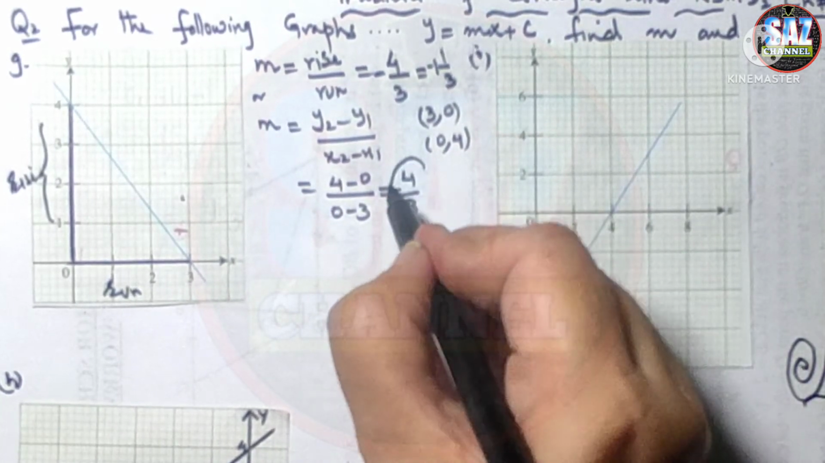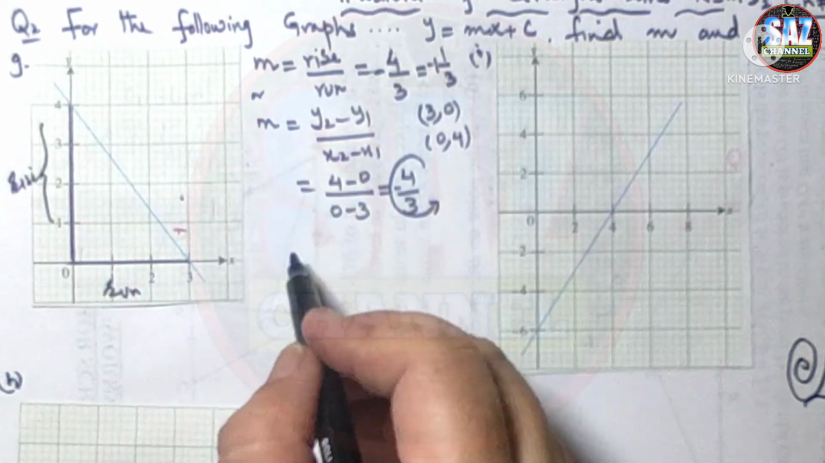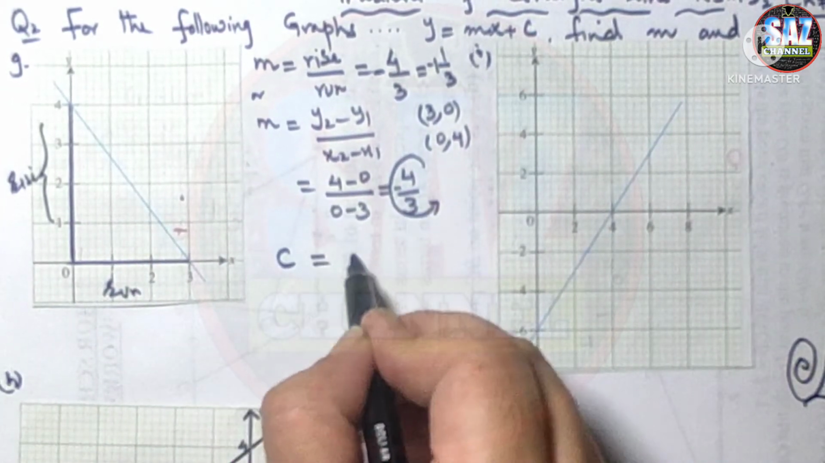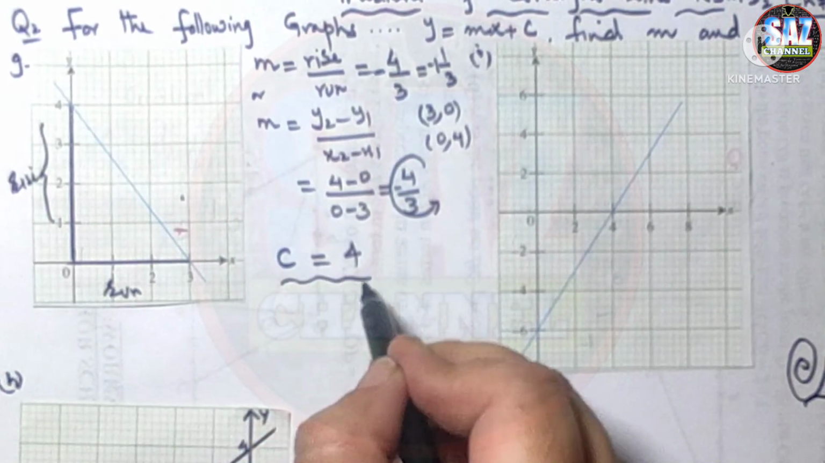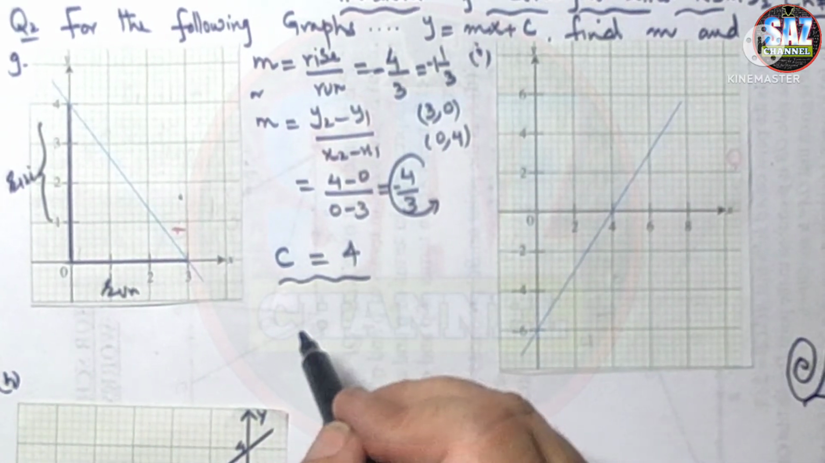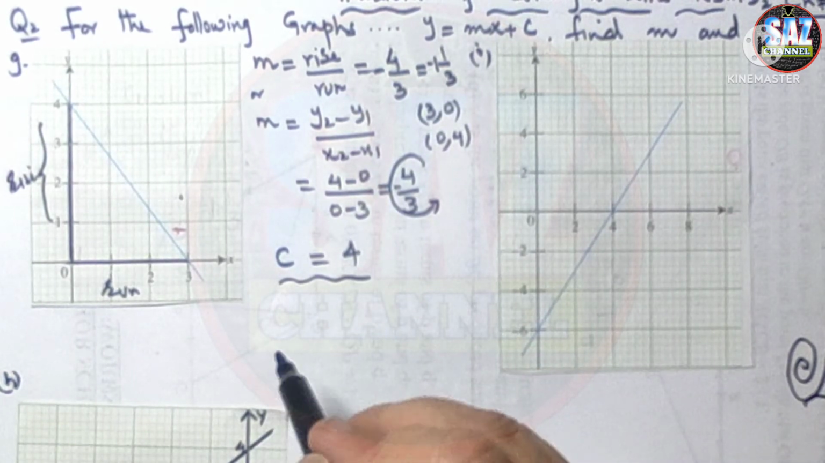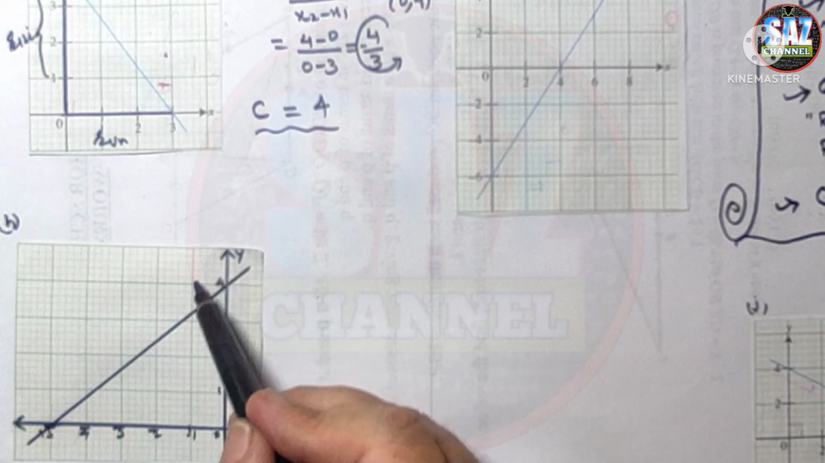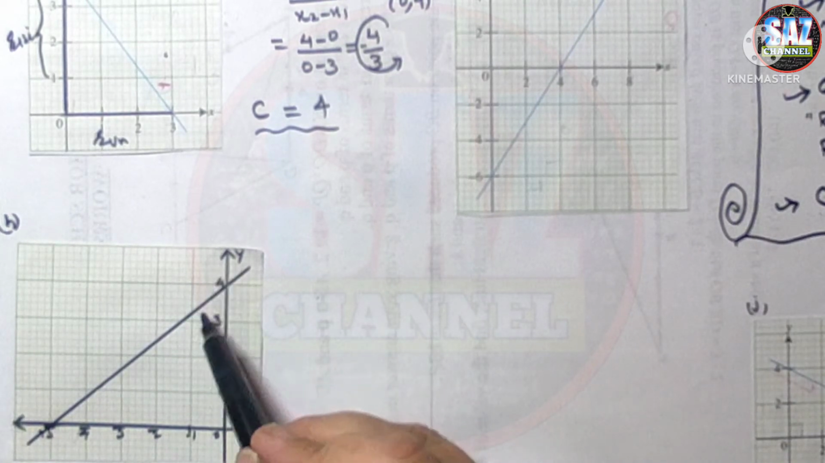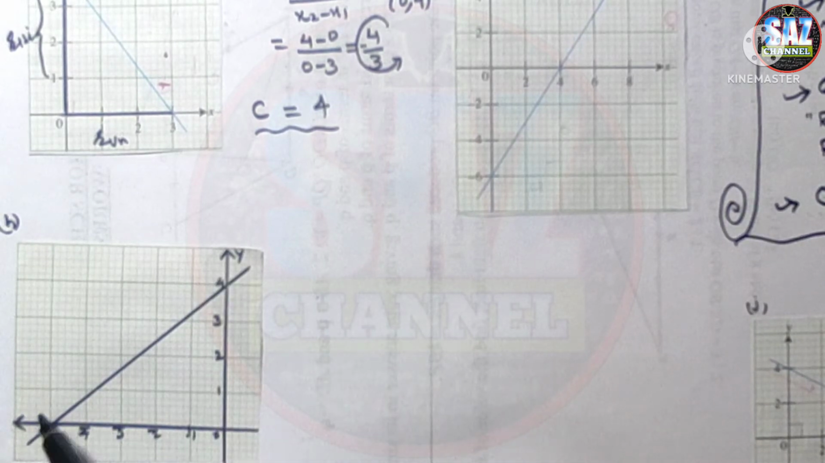So the gradient is 4 upon 3, and C, the point where the line meets the y-axis, C equals 4. I hope if the basic concepts are clear, then the question will no more be difficult for you. Then the next part is H part, and if we look at the graph of H part, again the line is cutting both the x-axis and y-axis at clear points.